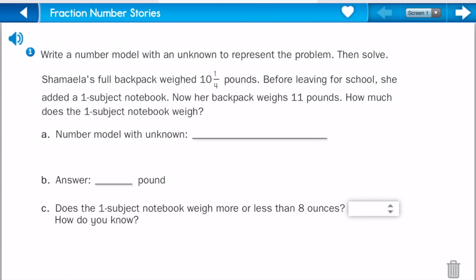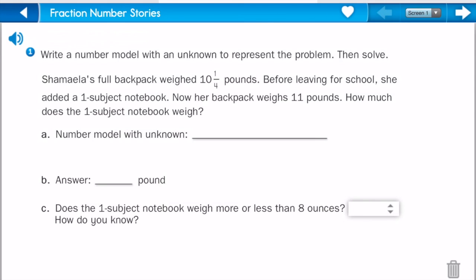All right. So, the first thing we are going to do is figure out our number model with the unknown. So I know their full backpack weighs 10 1/4 pounds. And then she adds a notebook, and then it weighs 11 pounds. So we're trying to figure out how much that notebook weighs exactly.